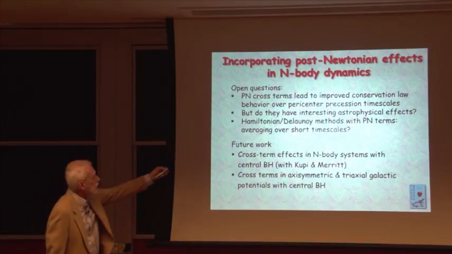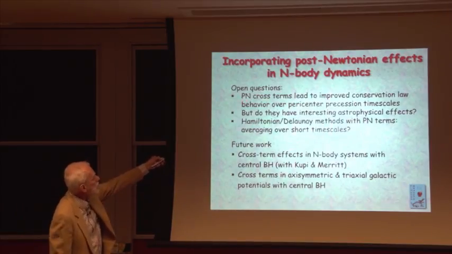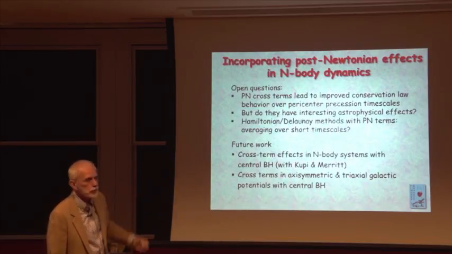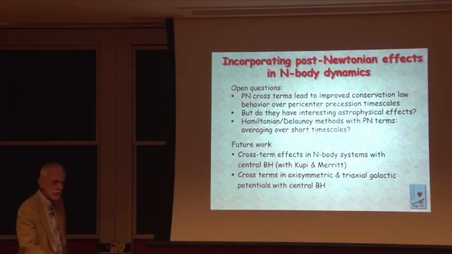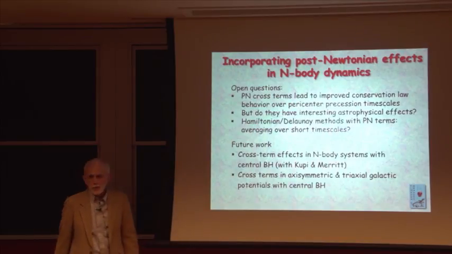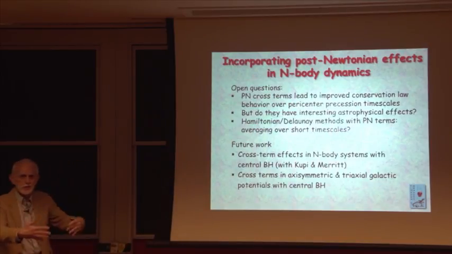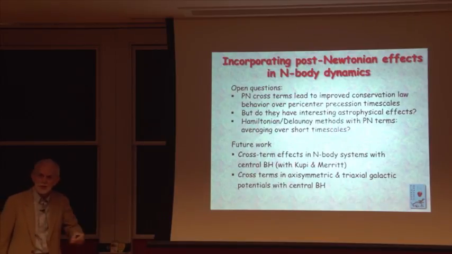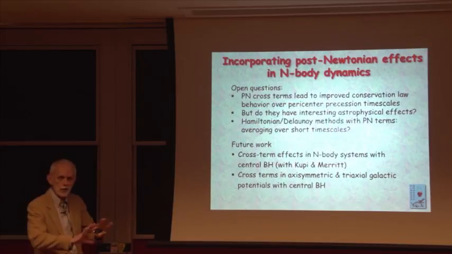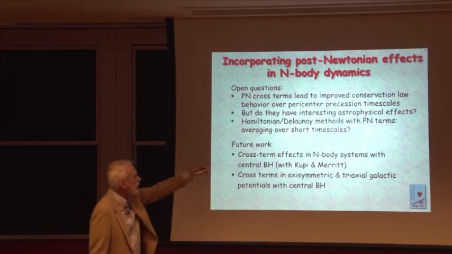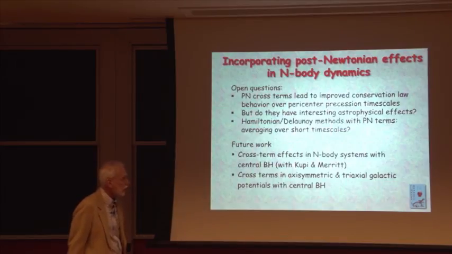So the basic questions that this leaves are the following. It seems that including these cross terms in these dynamics does lead to improved conservation law behavior over these long pericenter precession timescales. The question is, do they have interesting astrophysical effects? And so one of my motivations is to just put out this kind of framework and formalism so that people who are really experts at doing these very efficient numerical integrations and exploring large regions of parameter space can look and see if there are any interesting astrophysical effects that they might generate.